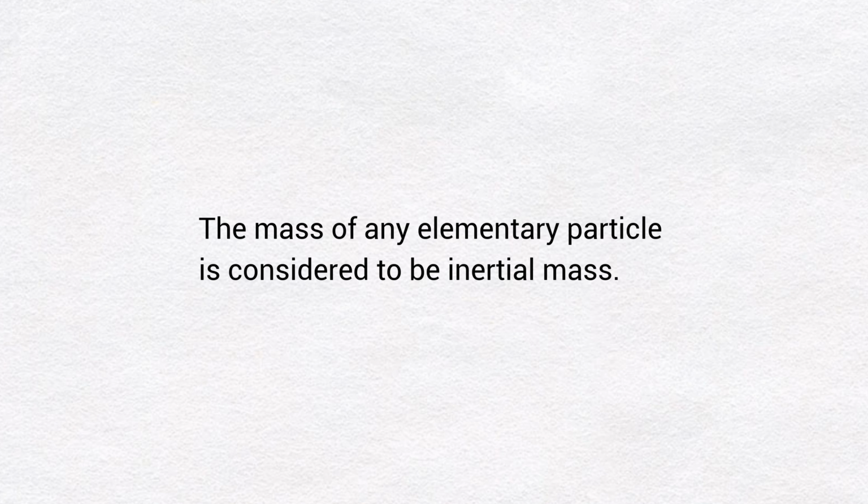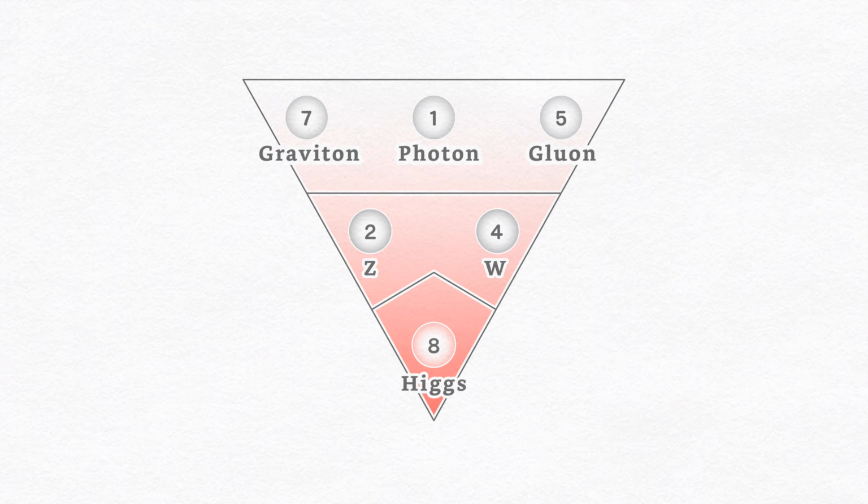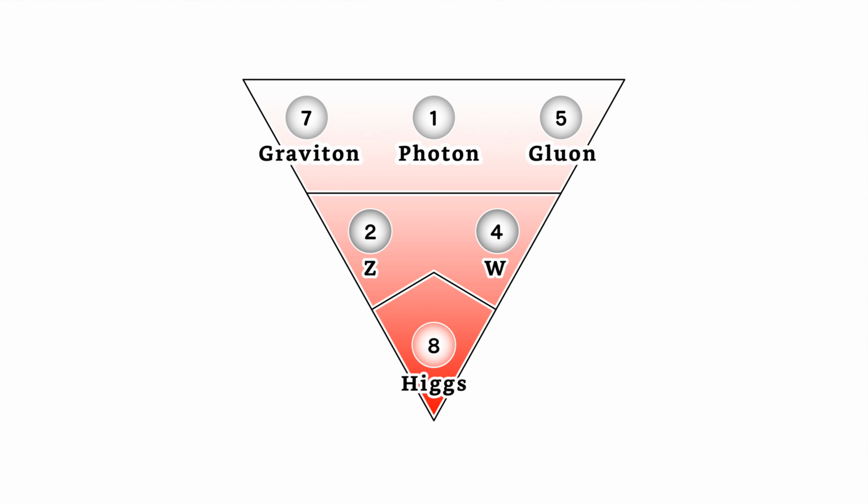The mass of any elementary particle is considered to be inertial mass. In this figure, the Higgs field is represented by red. The Higgs particle is directly produced from the Higgs field, and thus it has the heaviest mass among the 6 bosons. The Z boson and W boson interact with the Higgs field, and thus they acquire mass.